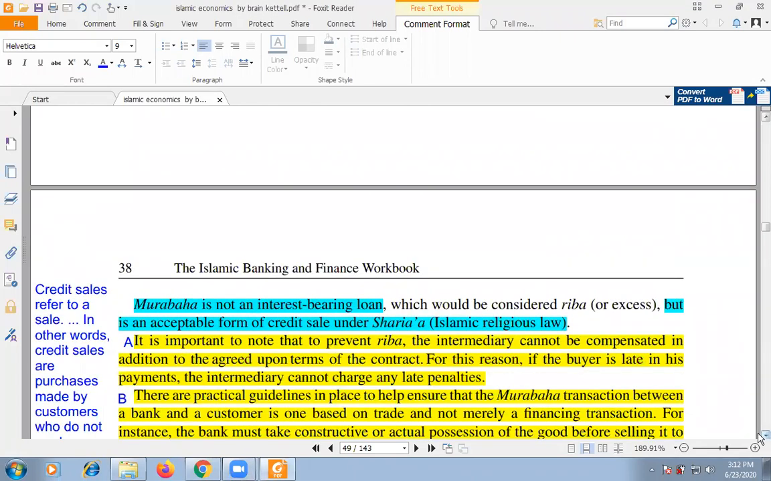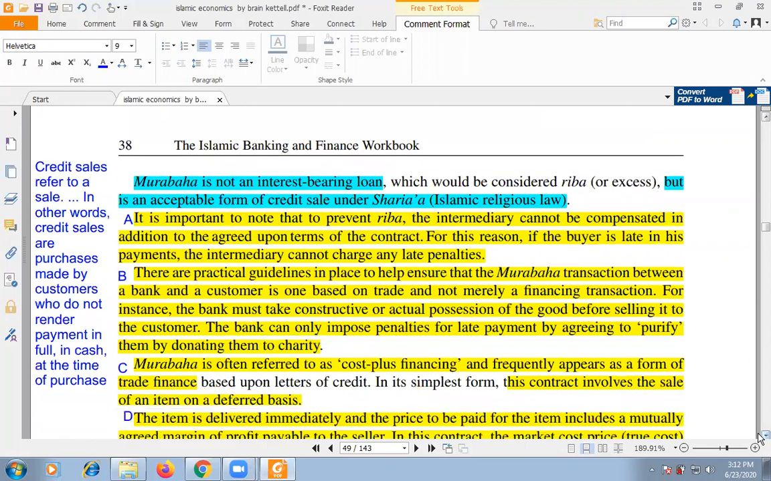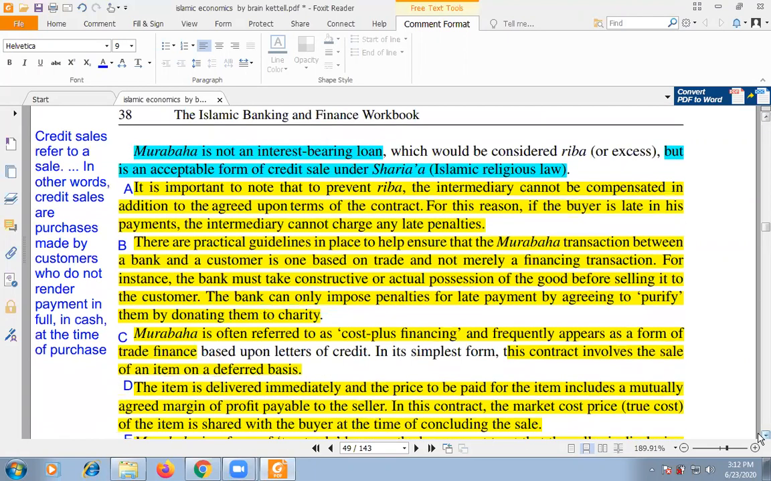So now we are going to the Murabaha. Murabaha is not an interest-bearing loan. That I have already discussed. Murabaha is not an interest-bearing loan, but it is an acceptable form of credit sale under Sharia. Under Sharia means Sharia rules and regulations. An acceptable form of credit sale.